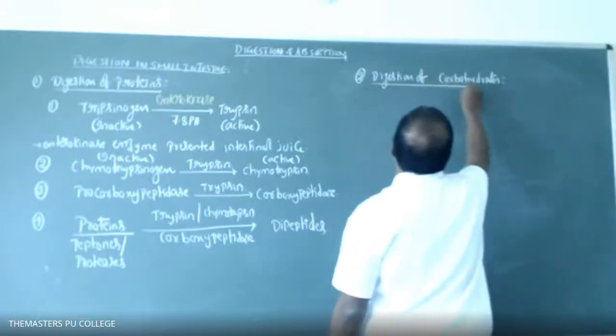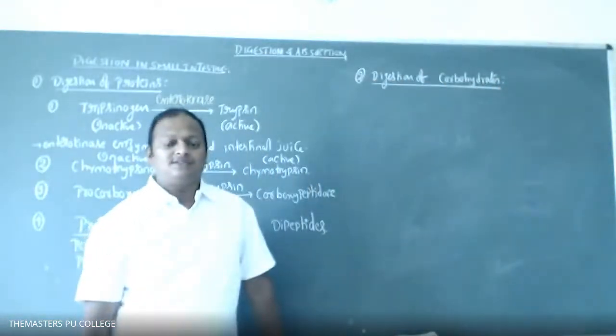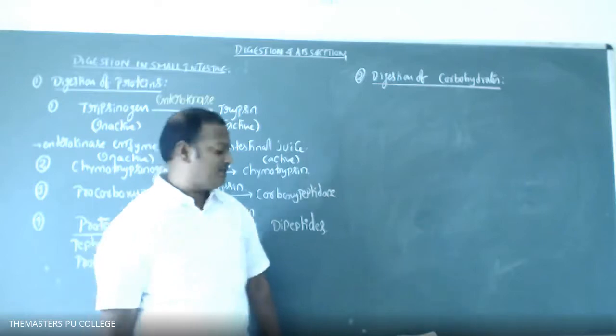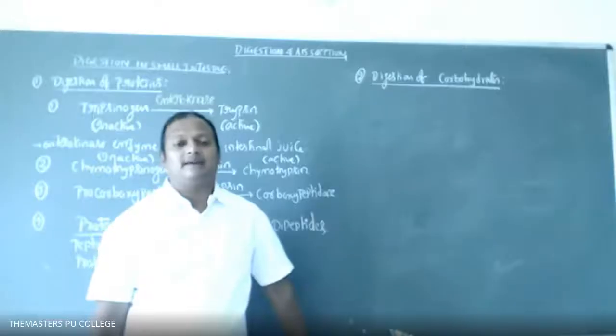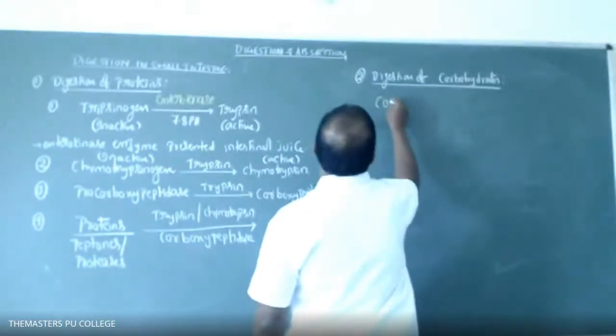Digestion of carbohydrates. So, digestion of carbohydrates, here what happens? Is there any pancreatic enzyme for digestion of carbohydrates, students? Pancreatic amylase. Pancreatic amylase is there, right, students? Okay. So here what happens? What is the function of amylase?